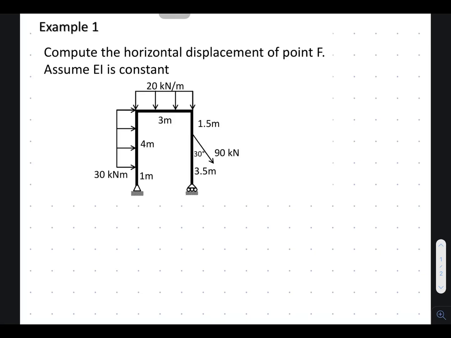Example number 1. Compute the horizontal displacement of point F and assume EI to be constant. So, parts.